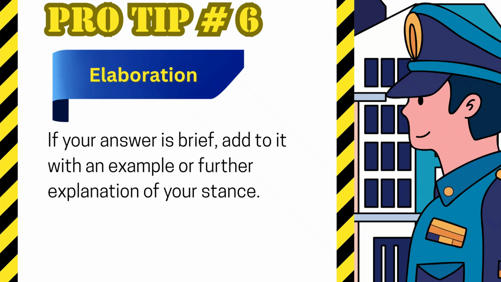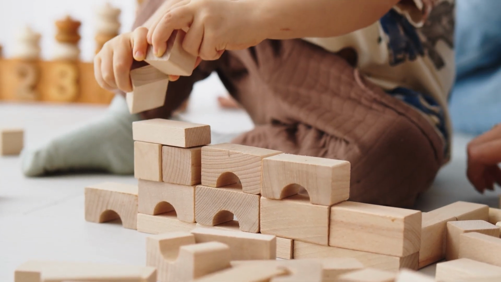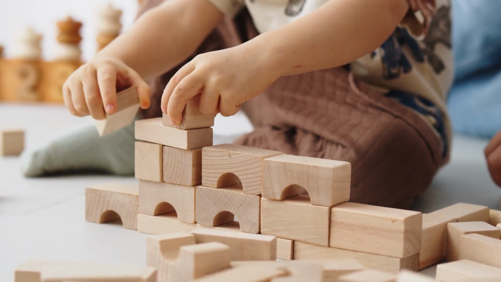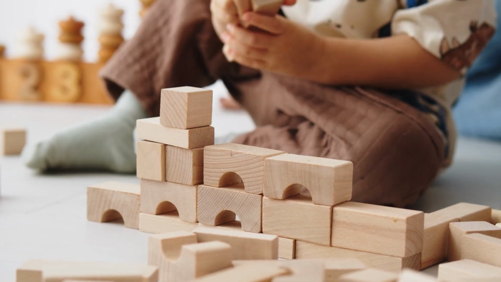Pro tip 6, elaboration. You know when you've said everything in one sentence, but the question carries 3 marks? Yeah. Why not add to your brief explanation with an example, well, a relevant example, or a further explanation of your stance or the text. Be sure to use an example that has a direct bearing on the context of the passage.